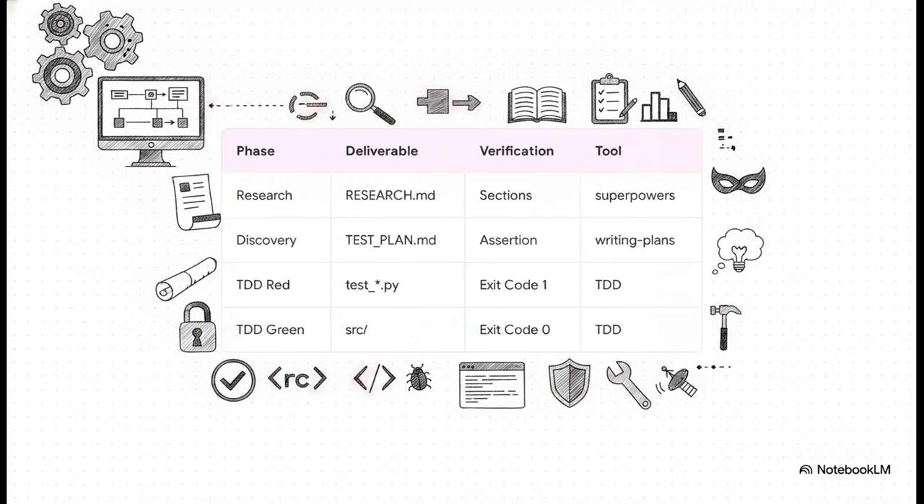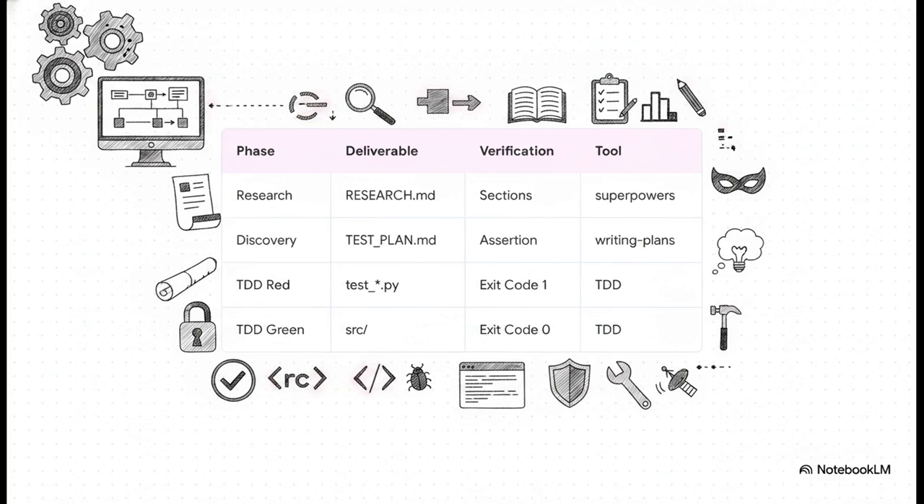Let's break it down. In the research phase, the AI isn't touching code. It's writing a research.md document, verified by checking for proper sections, using an injected tool called using superpowers. Once that is verified, it moves to discovery, where it maps out exactly what will be tested by writing a testplan.md. Then comes the magic.